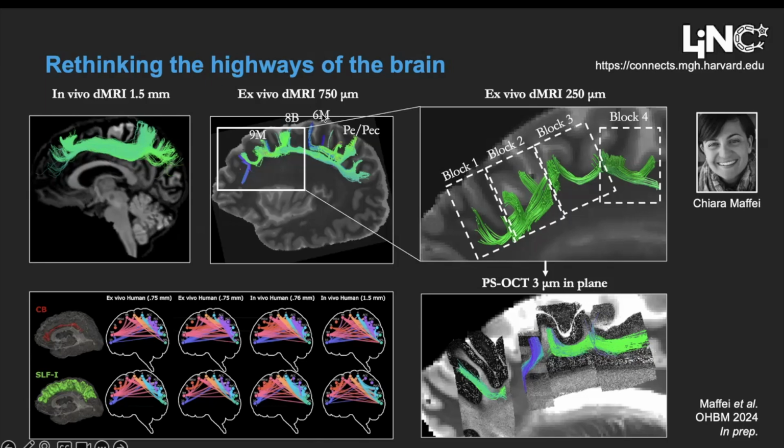And so we found consistently, as we went to the highest resolutions, that what we think of as long-range association pathways may actually be composed of many smaller, shorter range connections. This is work that Chiara is preparing for publication quite soon.